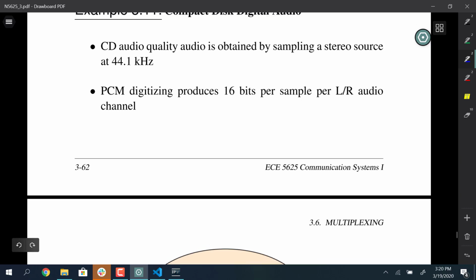So without further ado, getting into compact disc digital audio, which is a prime example of PCM that's been around since 1976, a long time now.